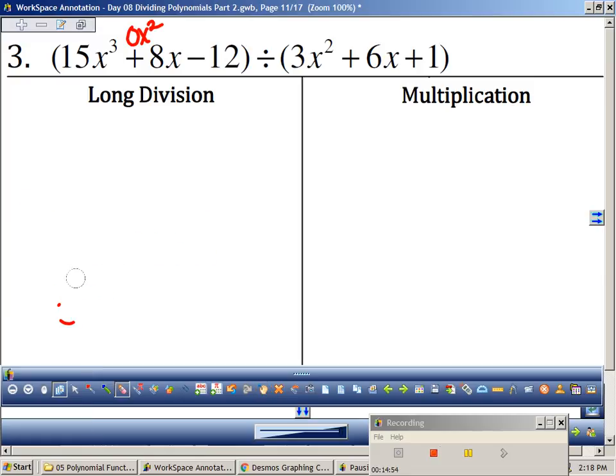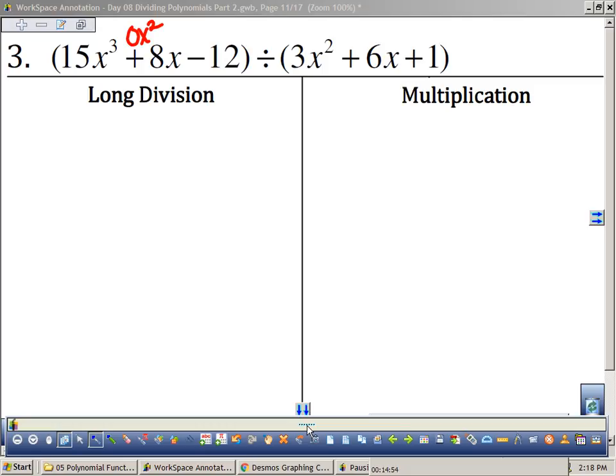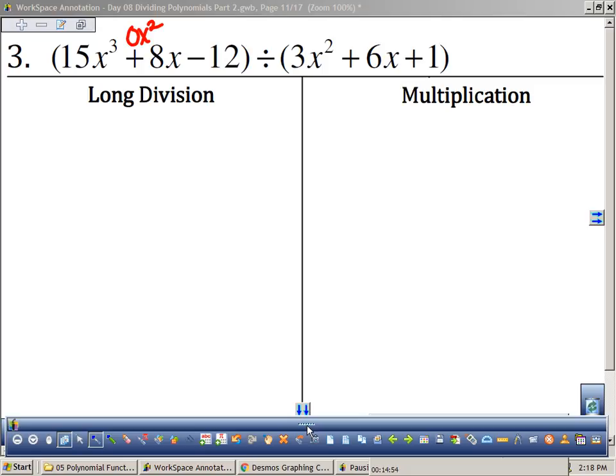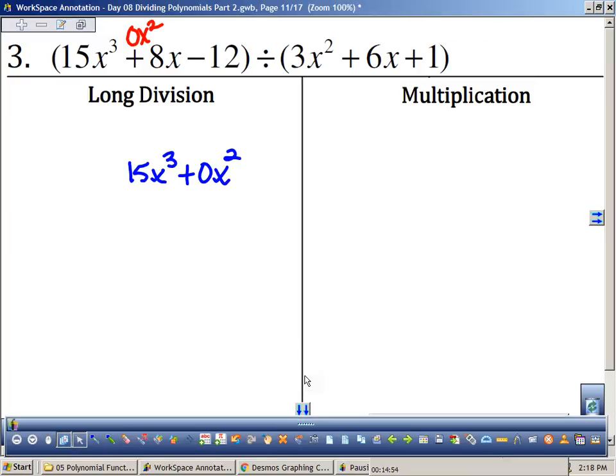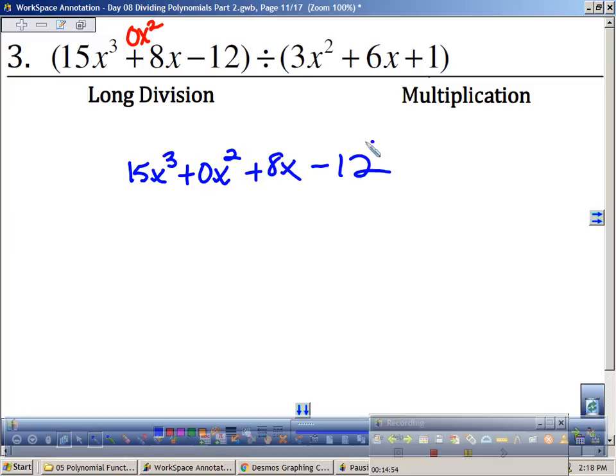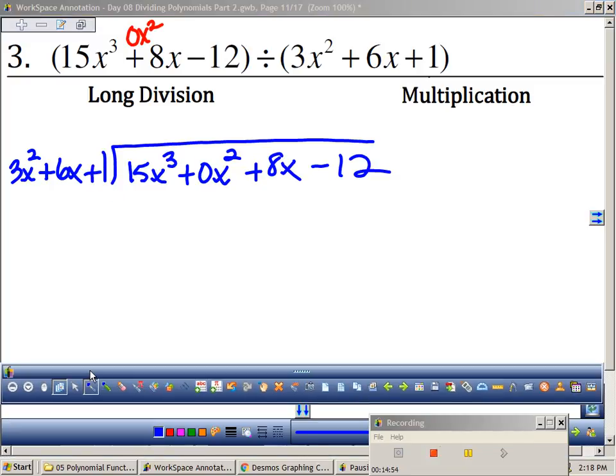So tell you what to do. Is that what you said? All right, let's do it. I'm going to make sure I have my placeholders in. So when I write down my dividend, I'm going to write 15x cubed plus 0x squared plus 8x's minus 12, and I'm going to double check. 3, 2, 1, none. 3x squared plus 6x plus 1. Do I need to move somebody? Is that why I hear talking right now?